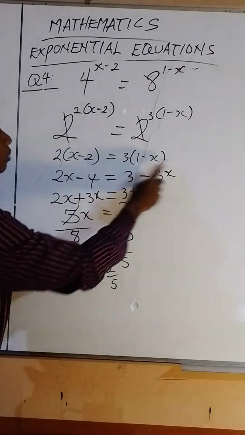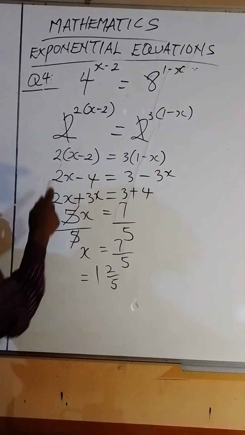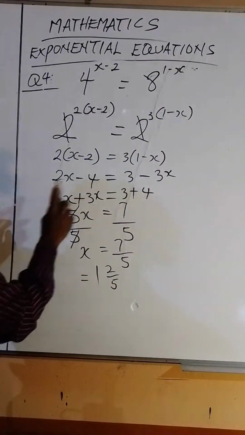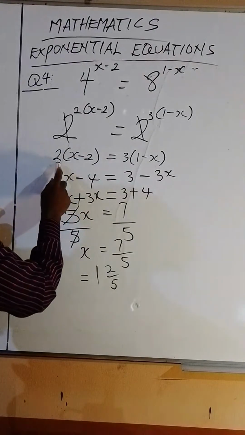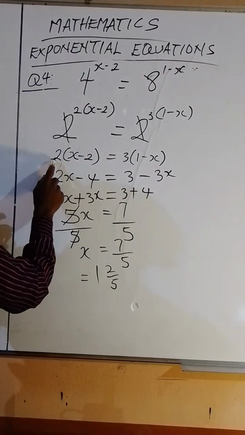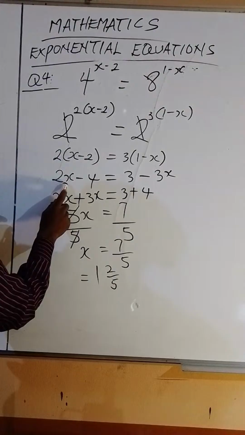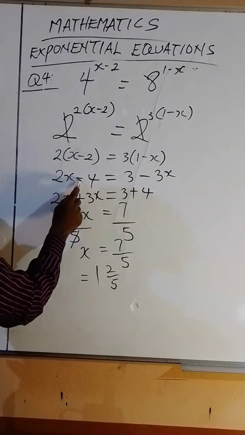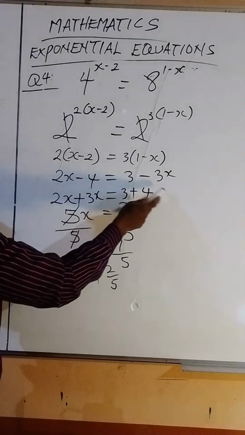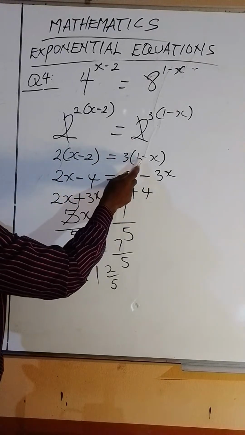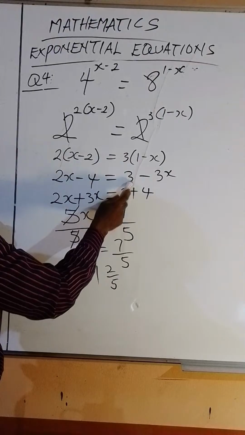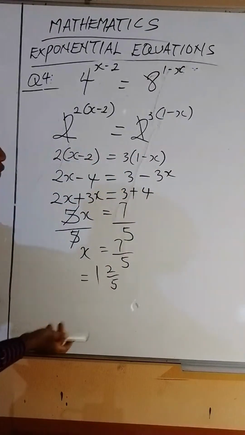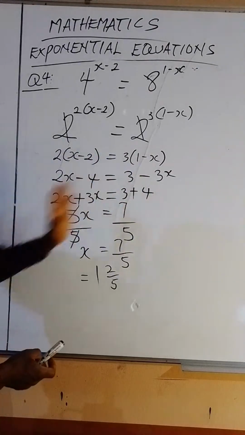When we equate the exponents, we can see that the two exponents are in brackets. You can see it here. So just multiply out the brackets. 2 times x is 2x, and 2 times 2 is 4. We have our minus here. Then at the right-hand side, we have 3 times 1, which is 3, and 3 times x is 3x. Then the minus 1 remains because nothing is changing the signs.